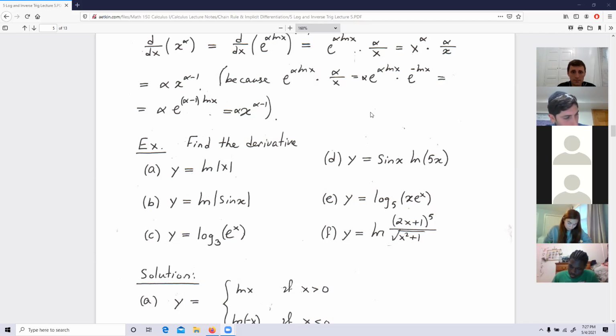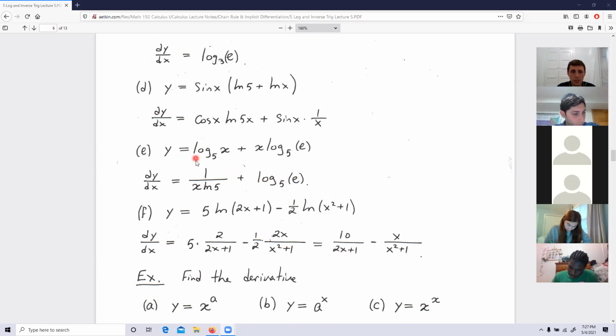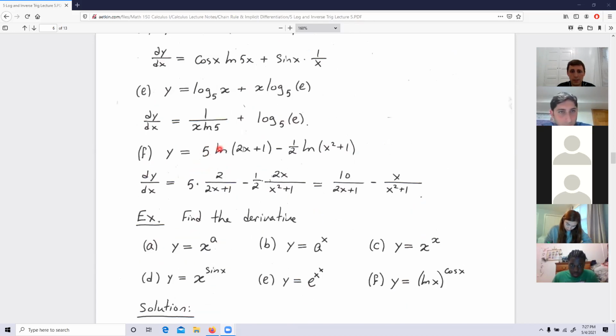Yes, fine. So you can see the solution to E right over here, guys, to F, sorry. Just apply the logarithm and then take the derivative. So it would be 5 times 2x plus 1 minus 1 half x squared plus 1 on the bottom and 2x on the top. It's chain rule. So this is what we get.